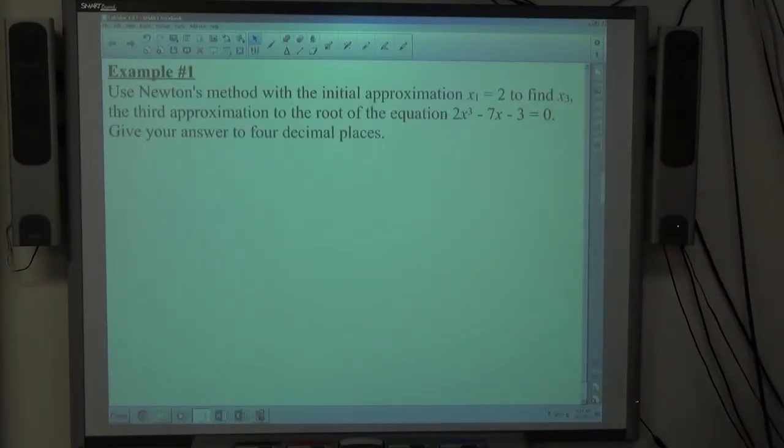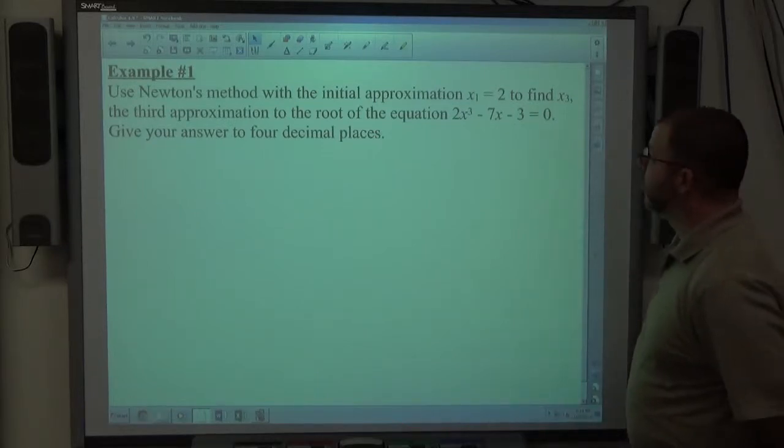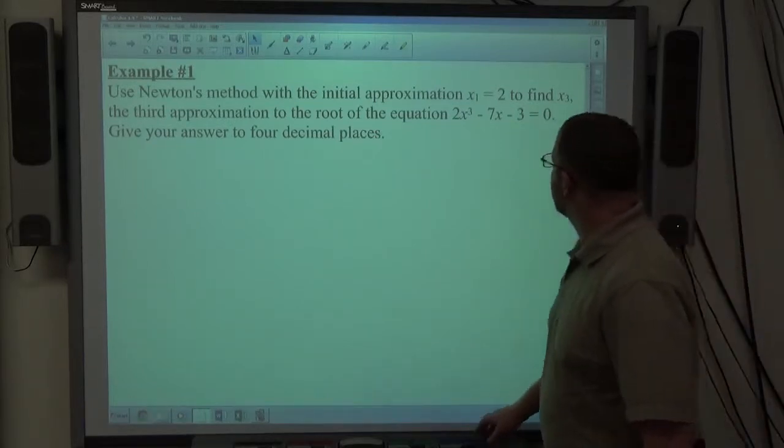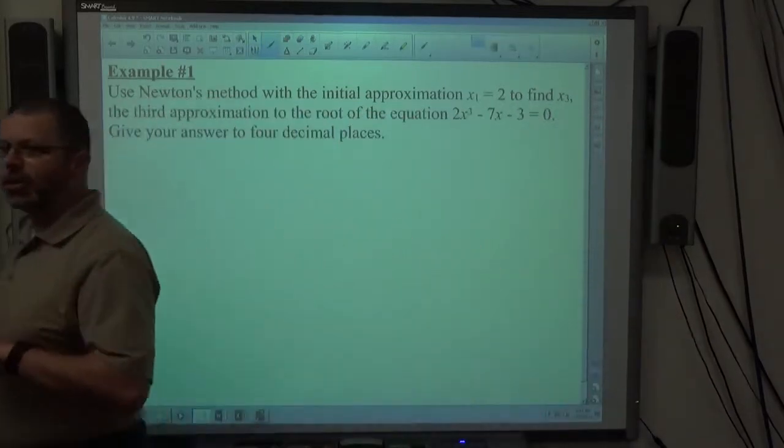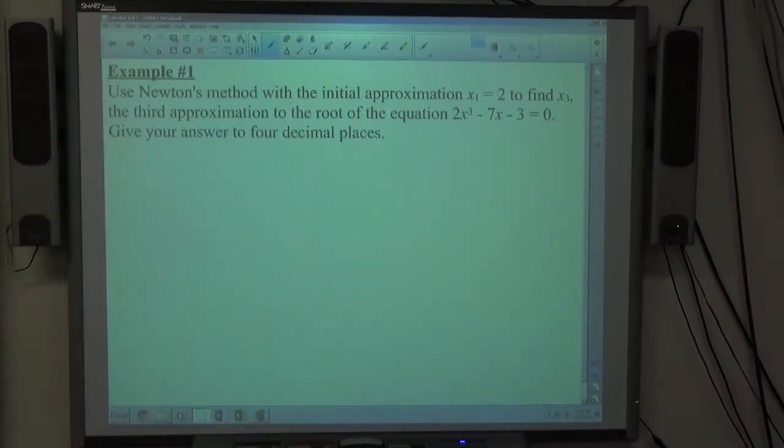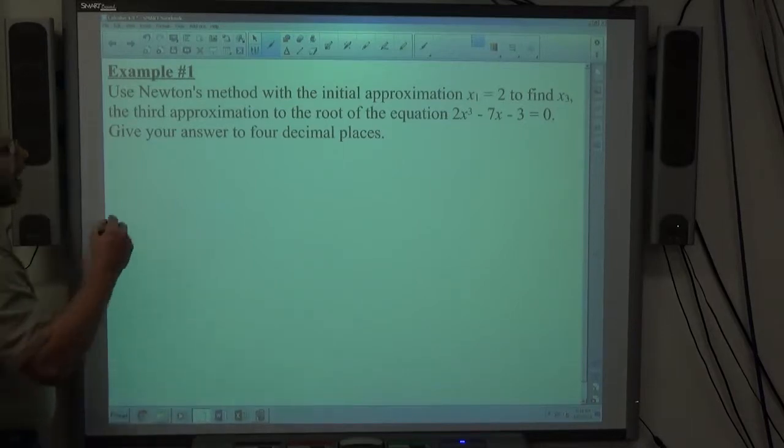Use Newton's method with the initial approximation x1 equals 2 to find x3, the third approximation of the root of the equation 2x cubed minus 7x minus 3 equals 0. I'm going to do this one without a calculator. All we're doing is going from x1 to x3, but that's 2 iterations. It's easy enough to do without a calculator.